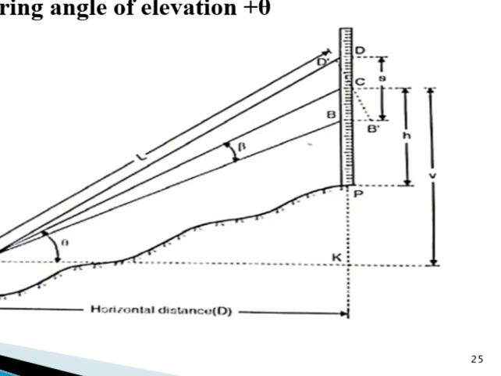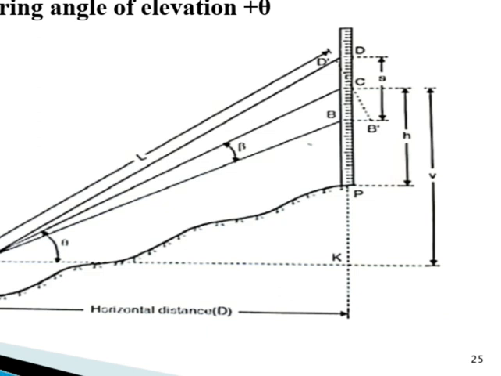Next, BD is equal to S, where S is the staff intercept, the difference between the top and bottom hair readings. So BD, this distance between B and D, is equal to the staff intercept. Next is CP, capital C and capital P. CP is equal to small h, which is the central hair or axial hair reading.